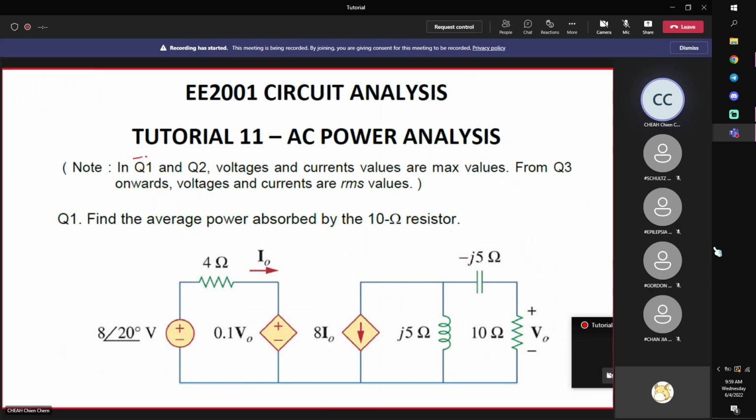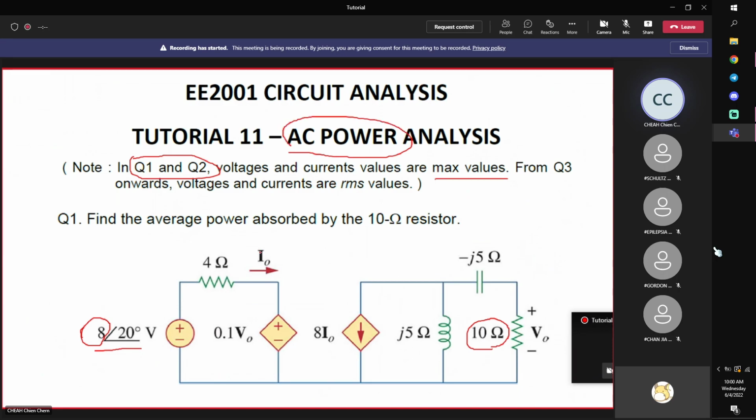Take note that there's this remark here for questions 1 and 2. All the given values are in maximum. That means this represents the peak values, right? Else are in RMS value. Okay, let's look at question 1. Find the average power absorbed by the 10 ohm resistor. And we are looking at the AC power, right?